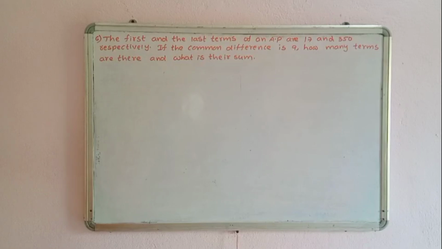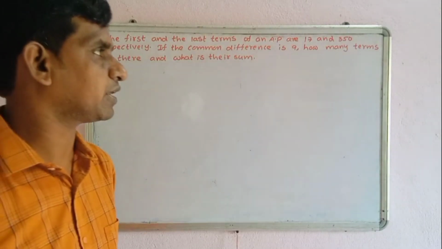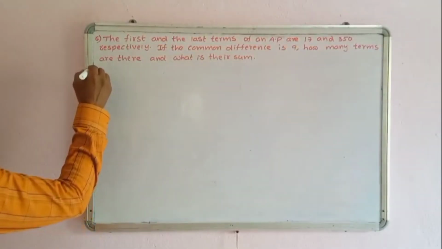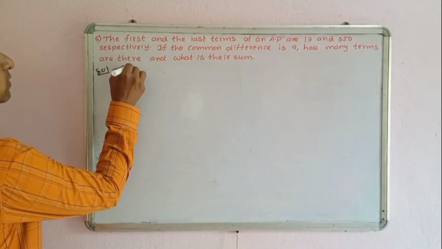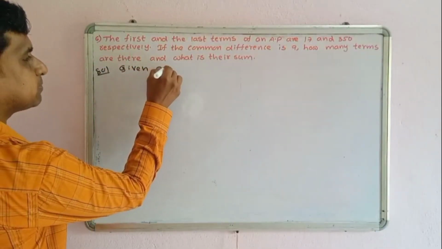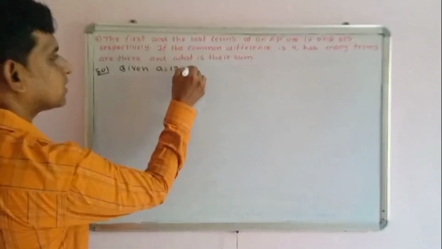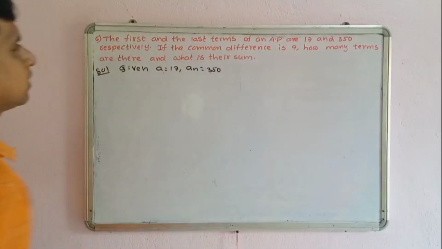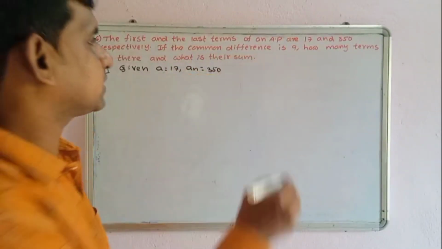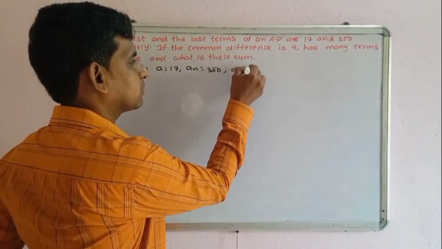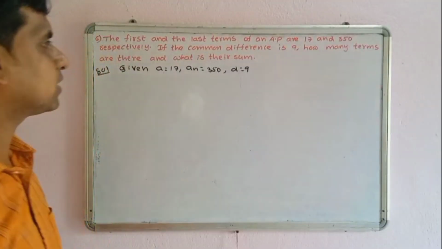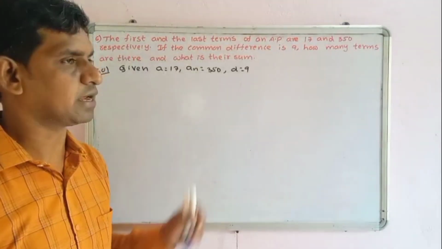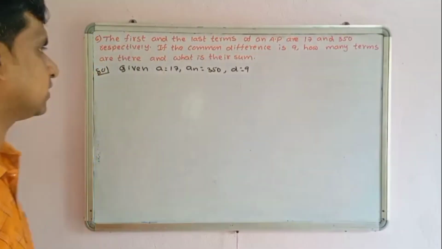Problem 6. The first and last terms of an AP are 17 and 350. See, given first and last terms, that means a equals 17, last term an equals 350. And if the common difference is 9, d equals 9. How many terms are there and what is their sum? Number of terms means the n value, and the sum means the Sn value. Find out here.